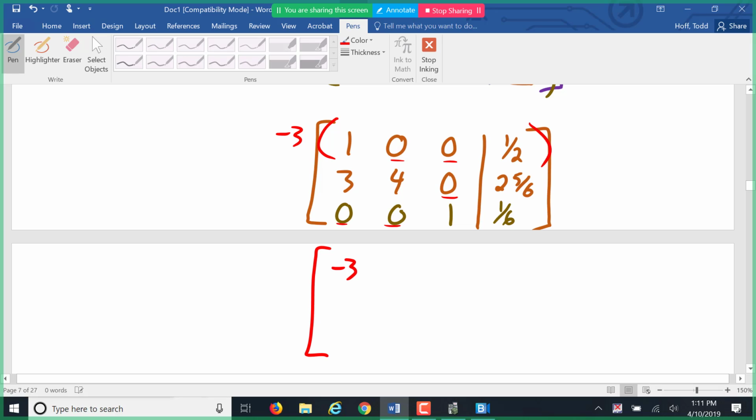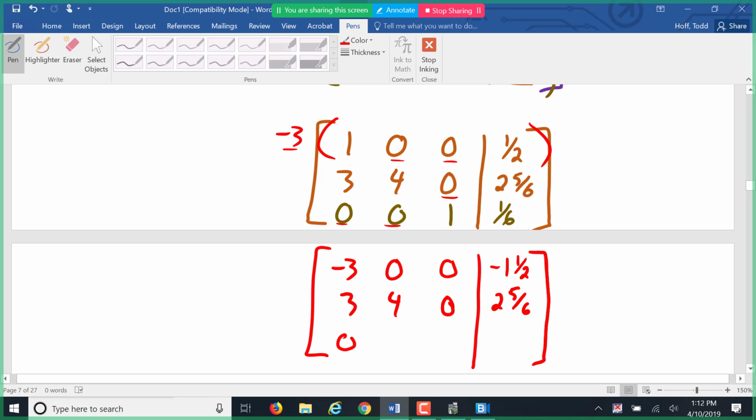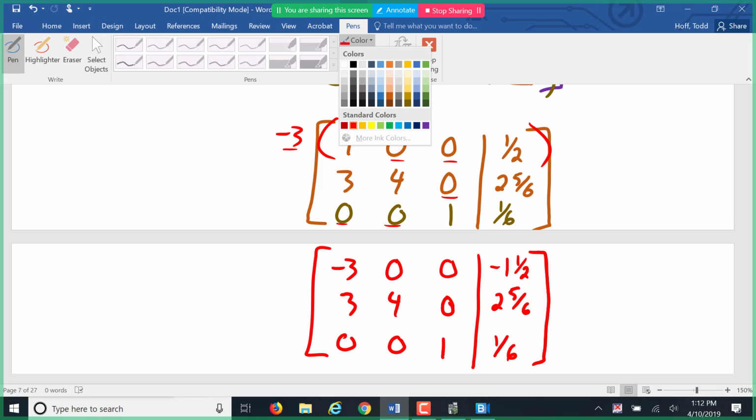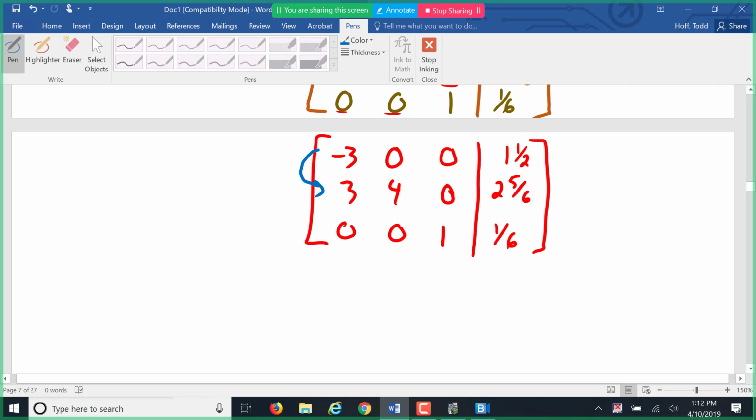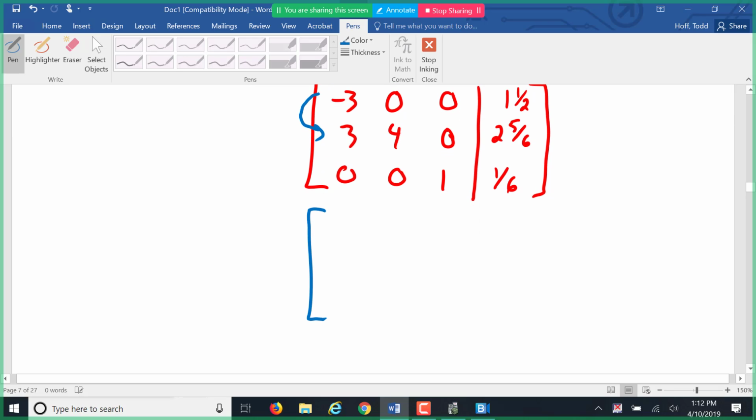-3 times 1 is -3. -3 times 0 is 0 both times. -3 times 1/2 is -1.5. And of course the other 2 rows do not change. Now I'm going to add that top row to the second row. Now in this next matrix, I'm going to leave that top row blank for a minute, because I'm going to divide that 3 back out before I'm done. But -3 plus 3 in the middle row will be 0. 0 plus 4 is still 4. 0 plus 0 is still 0.